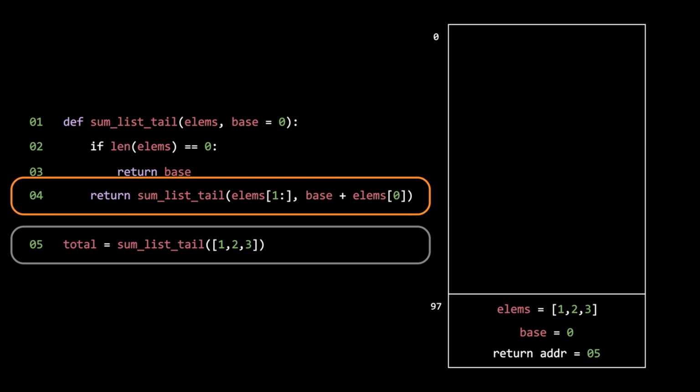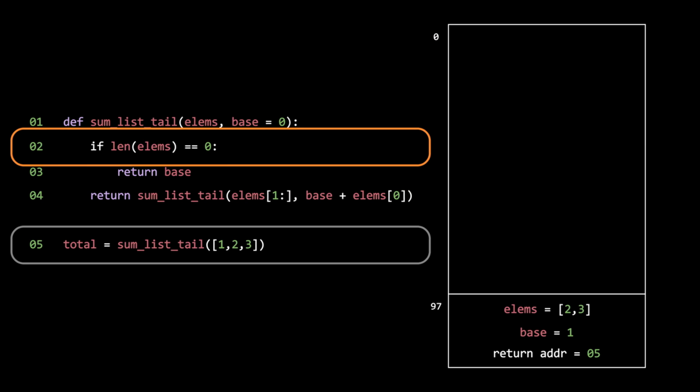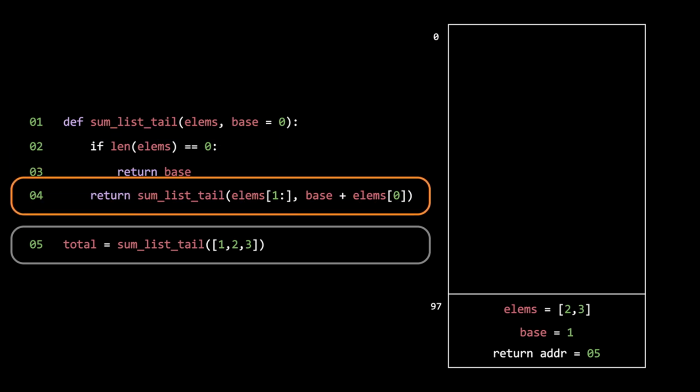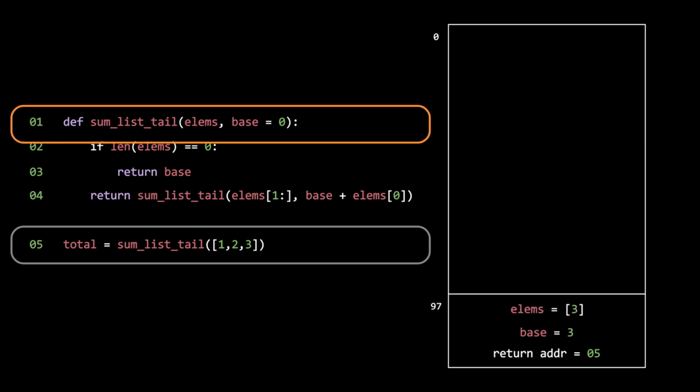I can actually just adjust LMs and base in place. That's just going to modify those values. So we'll see those change to 2, 3, and 1 here. And then we check to see if LMs is empty, and it's not. So we're going to make a recursive call. And then I'm just going to remove the first element from LMs and adjust the base to be 1 plus 2, or 3. So LMs is just the list containing 3, and base is just 3.